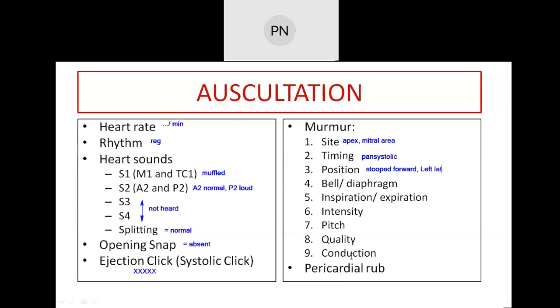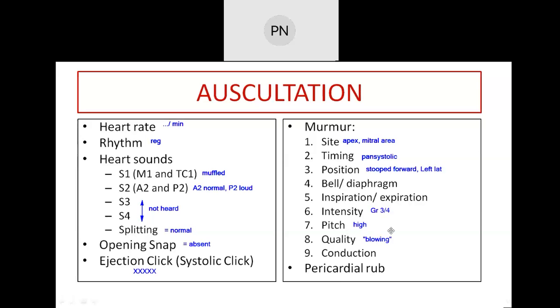Now let me describe the murmur. The pitch of the murmur is high. It's a shrill murmur. The quality is described as blowing murmur. It's like a flute. Depending on whether you have thrill, the grade can be either 3 or 4.